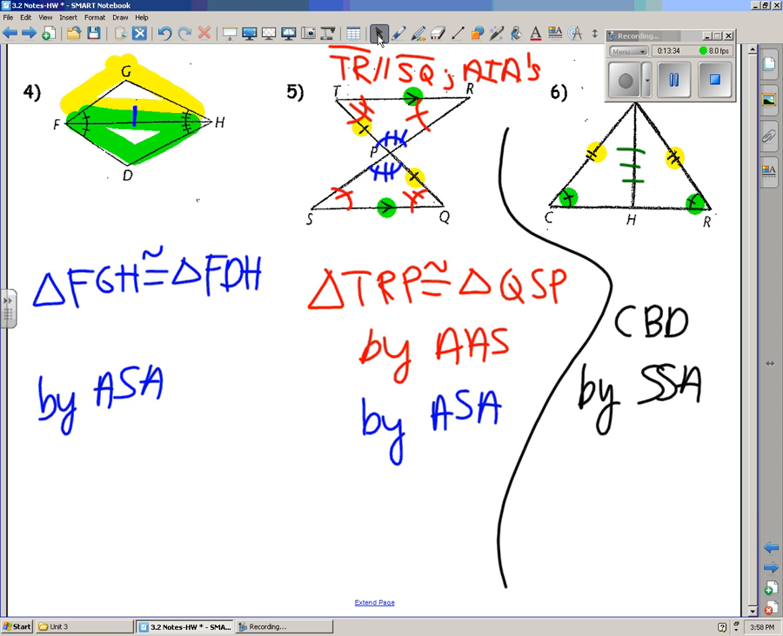And that's it. So in the homework, you need to make sure that you have those 3 pairs of congruent markings. You state the congruence theorems as well as name the congruent triangles. Good luck.